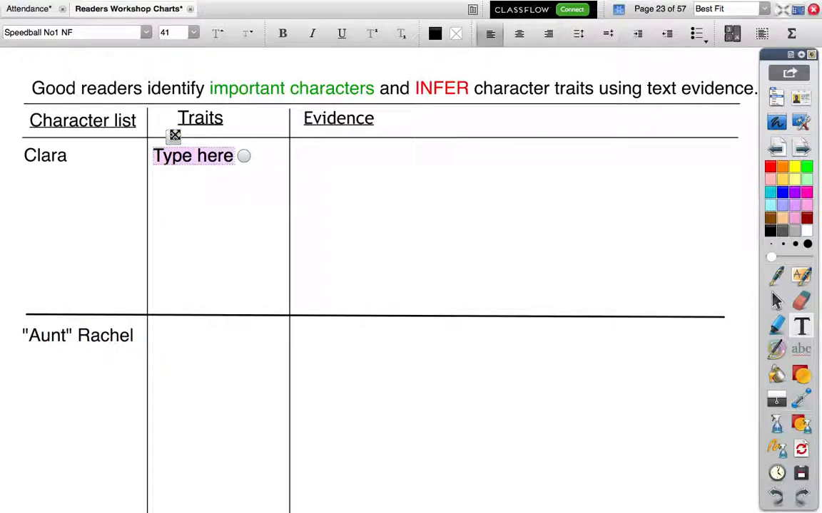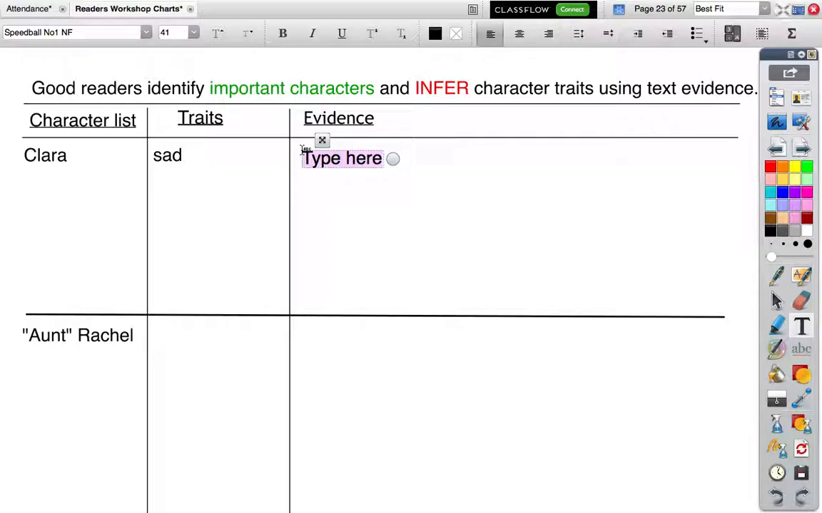Remember, a character trait is how you feel on the inside, how you behave, how you think. It can be your outside appearance, but it's also about what's on the inside. So, Patience, what's a trait of Clara? She wants to get back to her mom. Okay, how could we describe that feeling in 1 or 2 words? Aislinn? She's sad. Okay, so she's sad. What is our evidence of that? How do we know that she's sad?